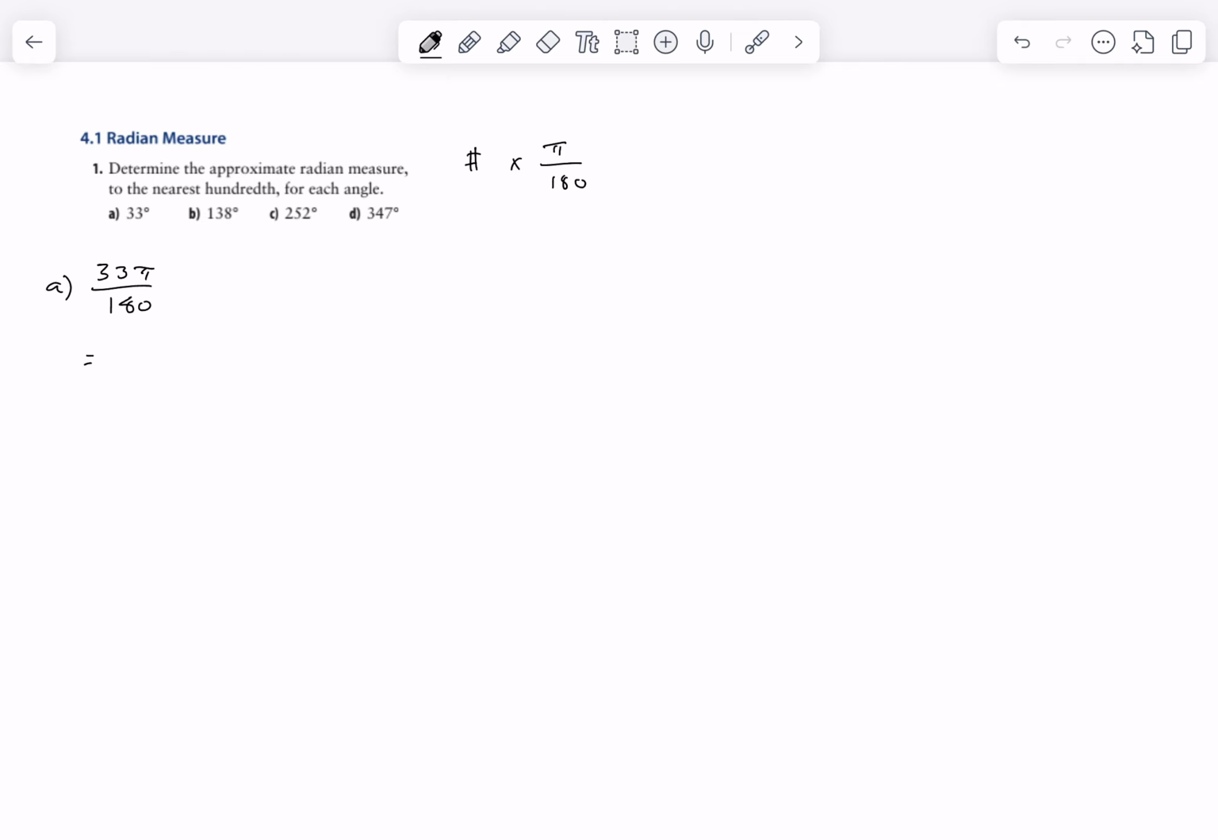And A is actually asking us to the nearest hundredth for each angle. Okay, so if I ask for the nearest hundredth, now you actually need your calculator. So if I go 33 pi divided by 180, you're going to get 0.58 radians. Okay.